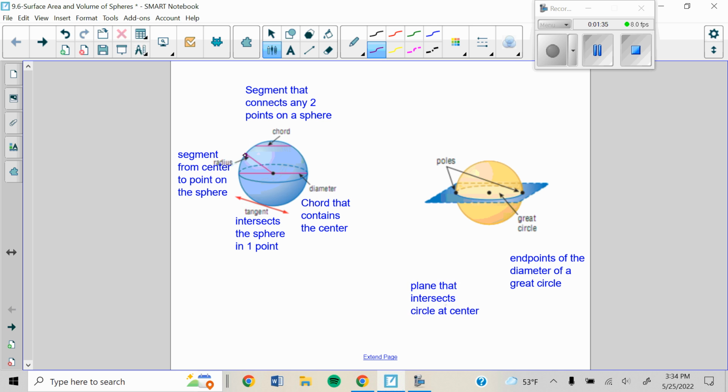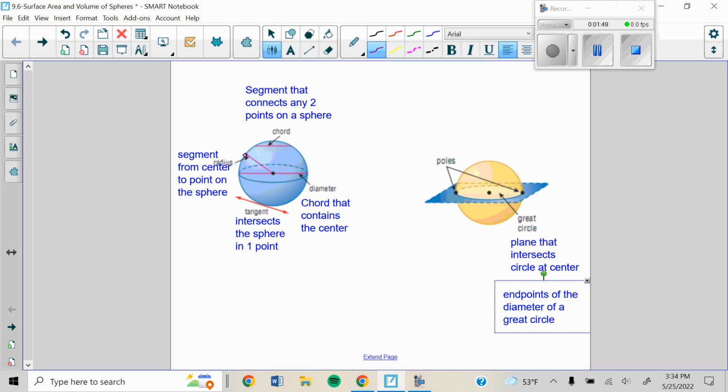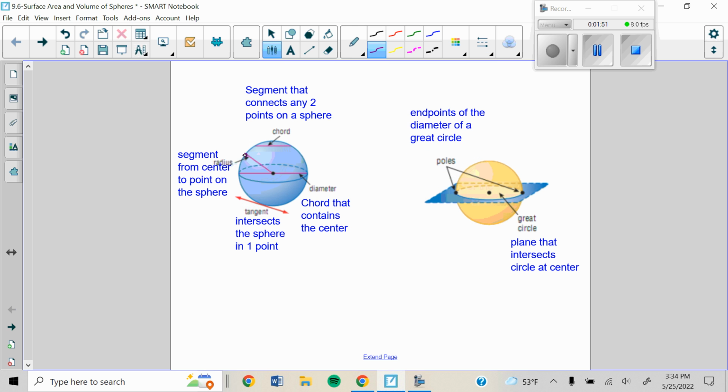So we have these last two definitions here, and they're going to go with this picture here where we have this plane that's running through. And so that is my great circle, the plane that intersects at the sphere's center. And then we have poles, and the poles are the end points of the diameter on the great circle. So pause the video so you can get all of those written down.